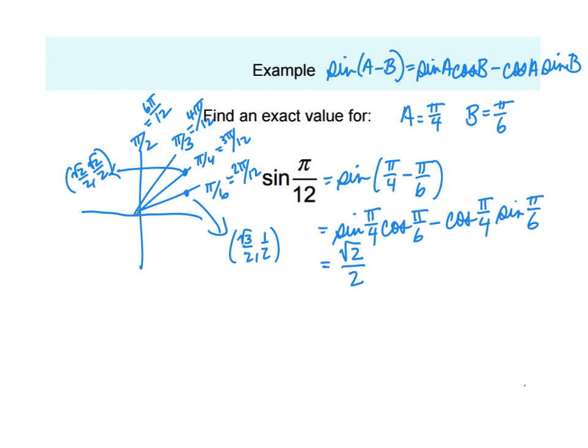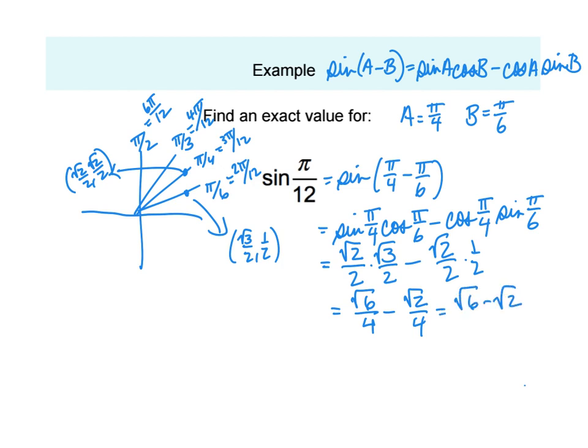Cosine of pi over 6, cosine is the x-coordinate on the unit circle, so I know that this is the square root of 3 over 2. Minus cosine of pi over 4, again x, square root of 2 over 2, times sine of pi over 6. Sine is y on the unit circle, so that's 1/2. So this is the square root of 6 over 4 minus the square root of 2 over 4. I'll write that with one denominator, and this is the exact answer for sine of pi over 12.